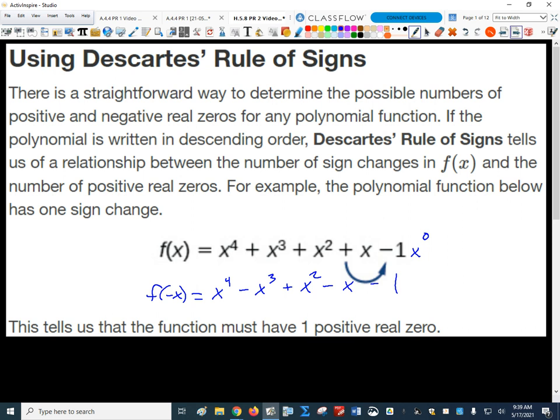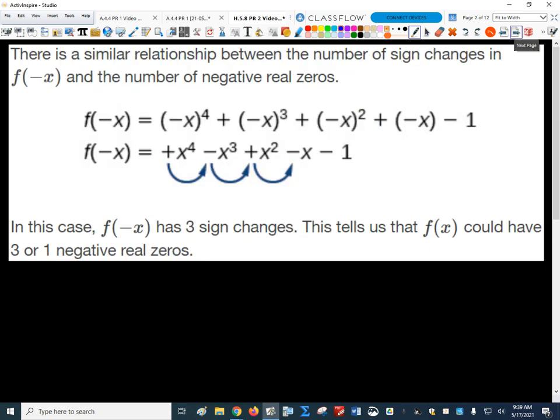So when we do that, now what do we find? Well, now we find that there are 3 sign changes for f of negative x. So that's telling us if there are 3 sign changes, that tells us that f of x could have 3 or 1 negative real zeros. How did we get 3 or 1? How come we couldn't get 3 or 2 or 1?